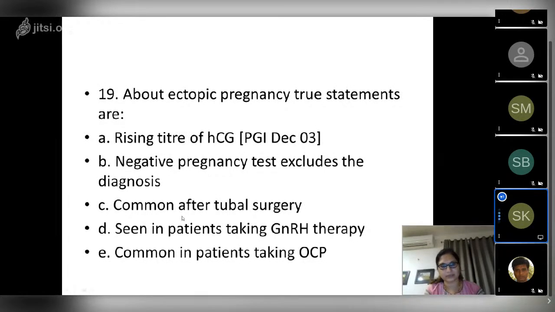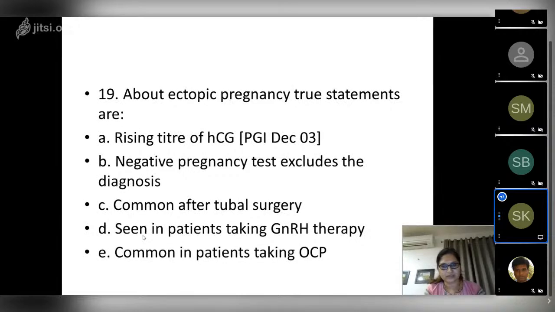So it's quite common after tubal surgery. It could even be tubectomy, right? Not only the other surgeries I mentioned. Tubectomy actually is the most common tubal surgery. So any patient after tubectomy coming to you with a missed period, we always have to rule out ectopic pregnancy. So that's important. Now the next statement, that is seen in patients taking GnRH therapy.